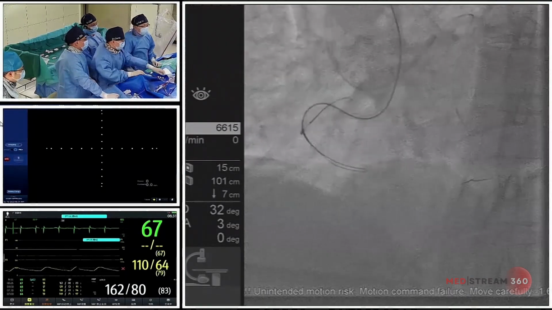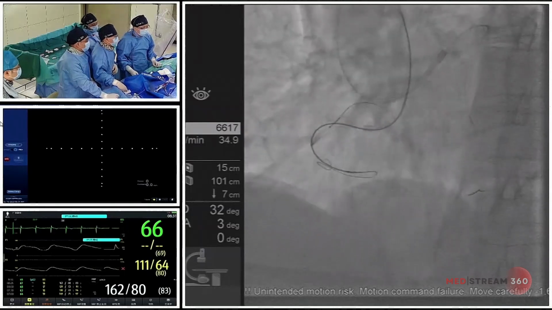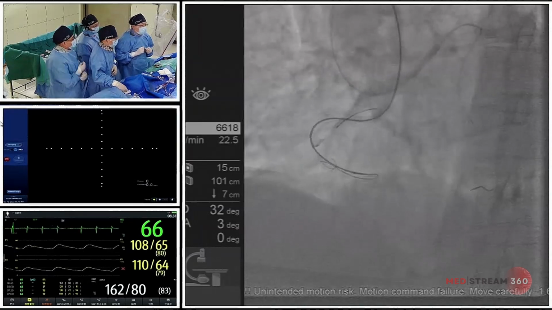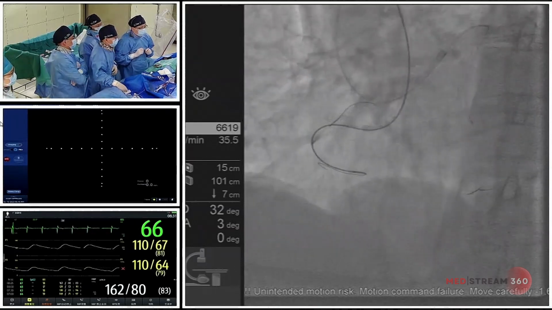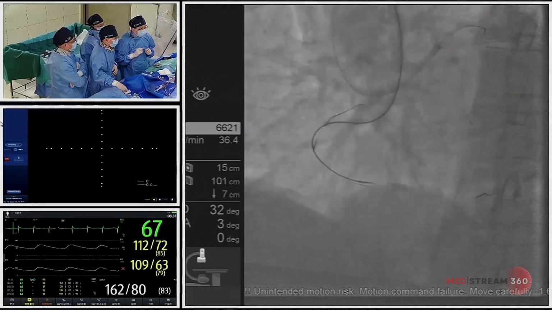Because I use the UXT wire, as we know, for the knuckle the tip is relatively small. Yes, make a small curve. And the hydrophilic coating is, how to say, friendly to the knuckle movement.